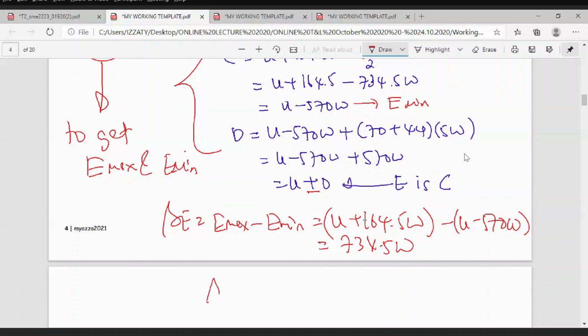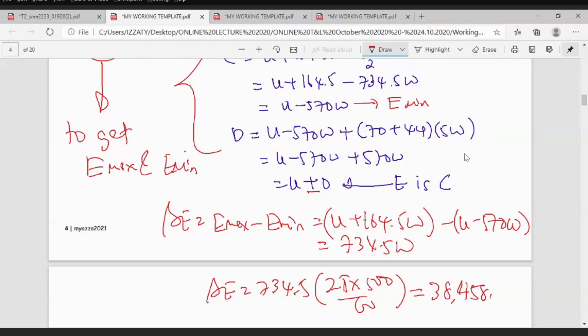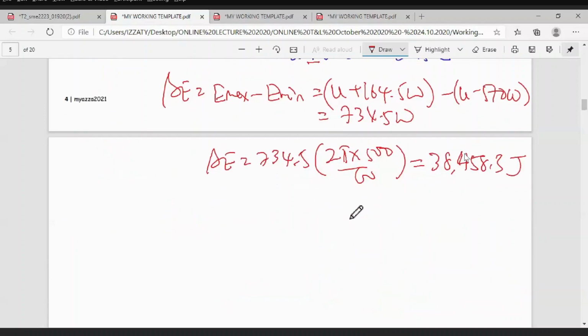So you have beta E now is equal to 734. The omega is 2 pi times 500 divided by 60. So that will give you 1,000 something. This one is so big. We have about 38,0 48.3 joules or Newton meter. Can also be in the form of Newton meter.